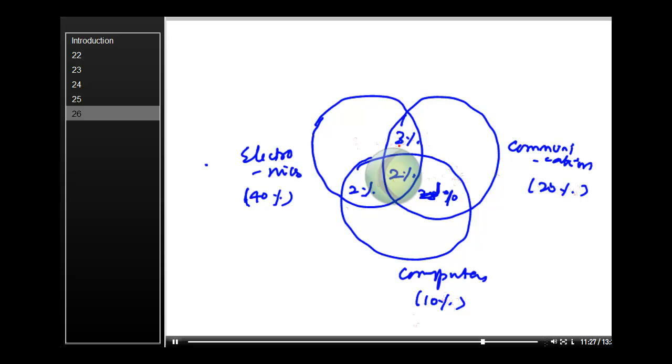So only electronics will be 7, so 33%, and 6 gone, 14% will be only communication, and 5 gone, 5% will be only. So we can write now only electronics will be 33%.